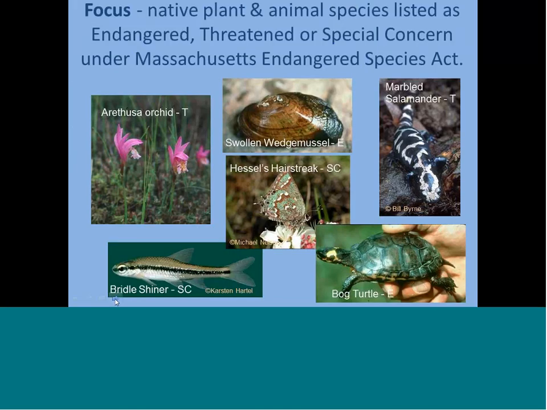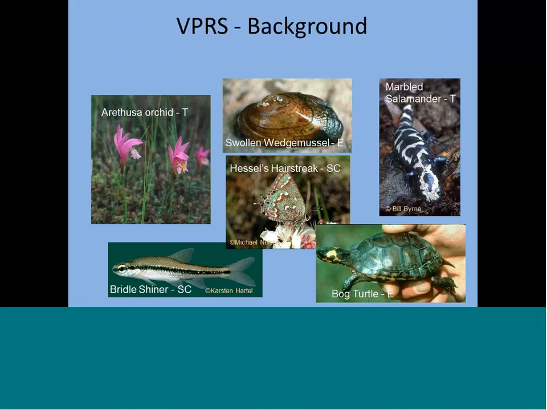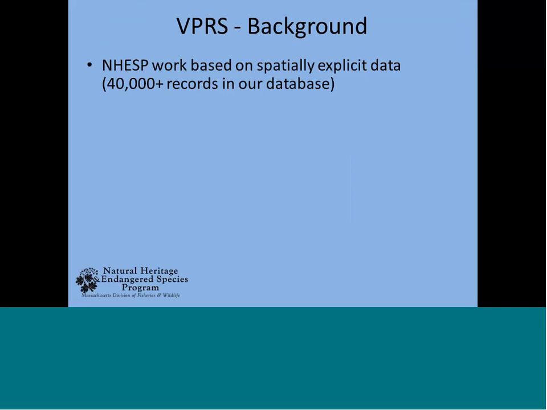But since this is a very broad task, we really focus our efforts on the state-listed species under our State Endangered Species Act, as well as vernal pools and priority natural communities. So as you can imagine, this effort to conserve the biodiversity of the entire state demands a robust database and a large amount of data. And that data need is what brought us to building VPRS.